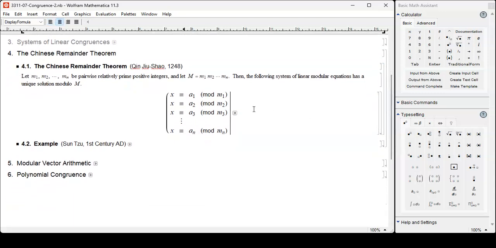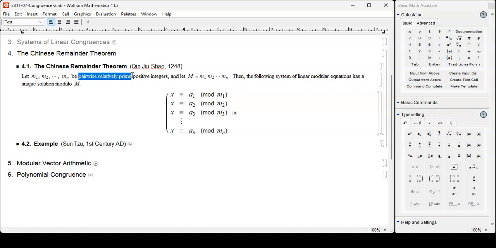We begin with a system of linear congruences, and this system is fundamentally different from the system that we considered in Section 3. In Section 3, we studied a system of linear congruences with the same modulus, mod 13 for all, mod 15 for everything, mod 9 for everything, things like that. But this time, we have mod m1, mod m2, mod m3, and so on. They're all different. Not only that, they have to be all pairwise relatively prime.